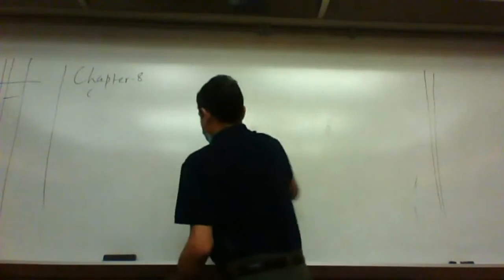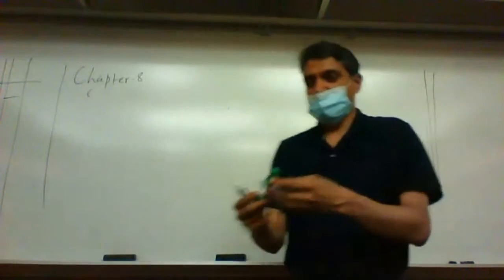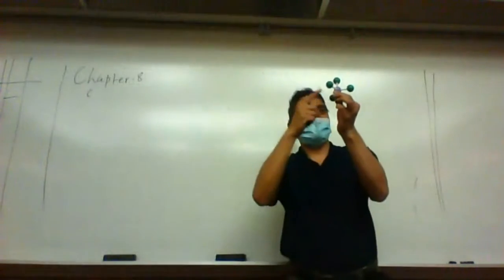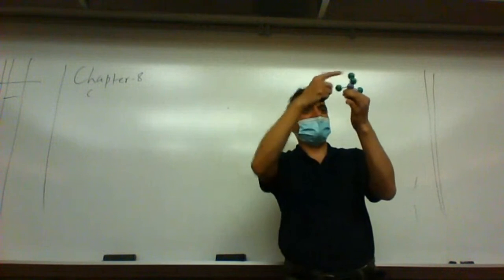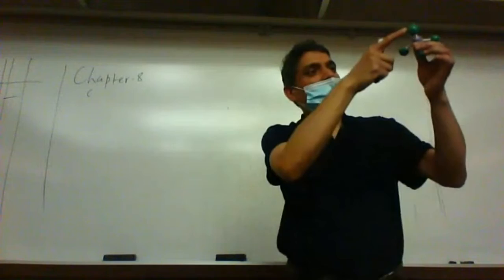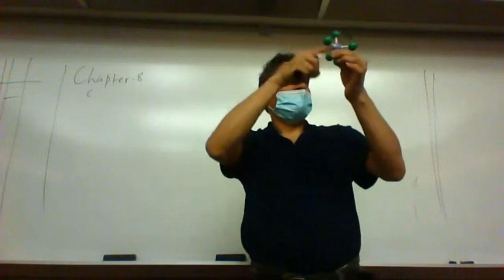Now, I forgot to tell you the bond angle. The bond angle would be like this. The angle between this one and this one, and this one and this one would be 90. This one and this one would be 90. This one and this one would be 90. The angle between these in the plane is 120 at the center, along the plane.